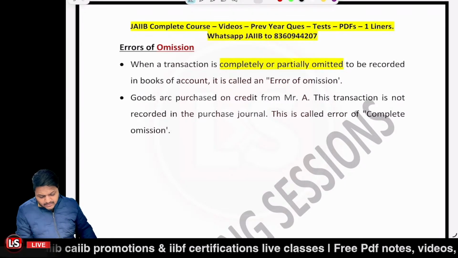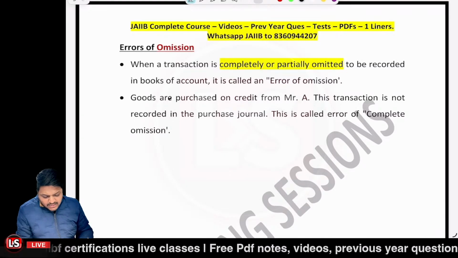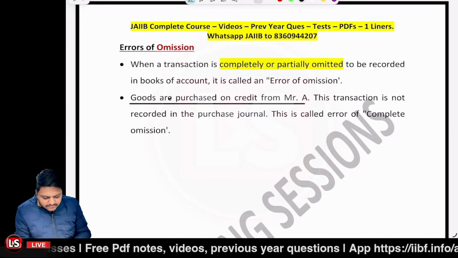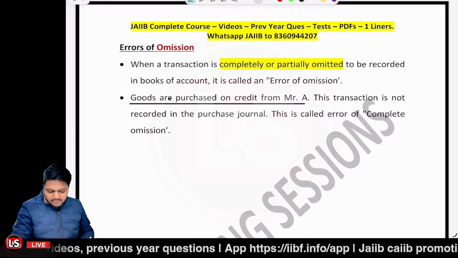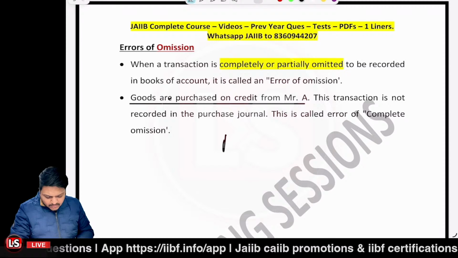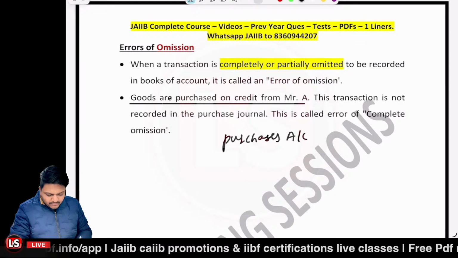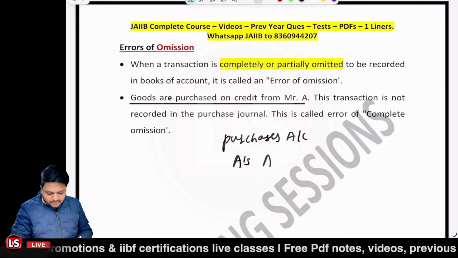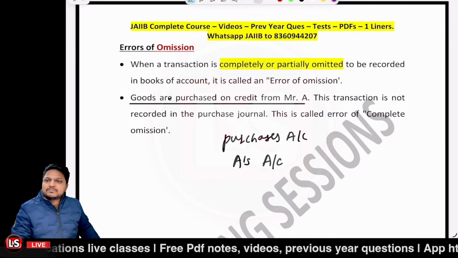Let's take the example. Goods are purchased on credit from Mr. A. Now, what will be the journal entry for this? Goods are purchased on credit from Mr. A. Now, two accounts will be involved: purchases account and Mr. A's account. These two accounts are involved. Now, purchases account is which type of account? Kindly do answer.